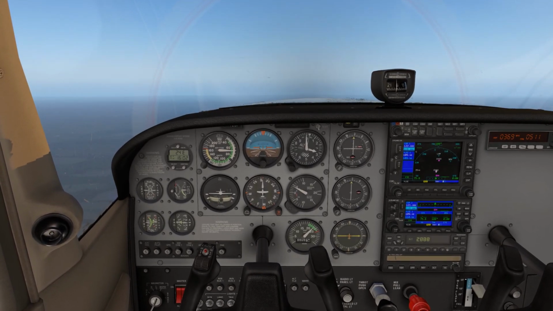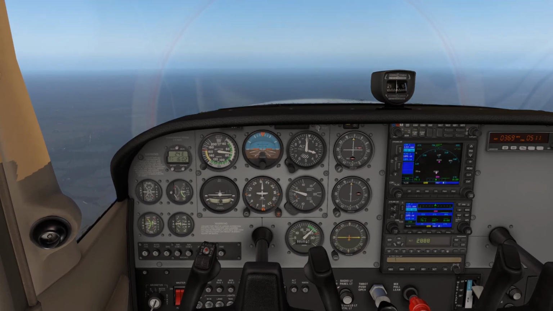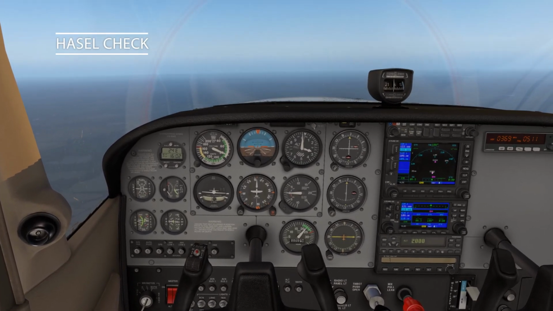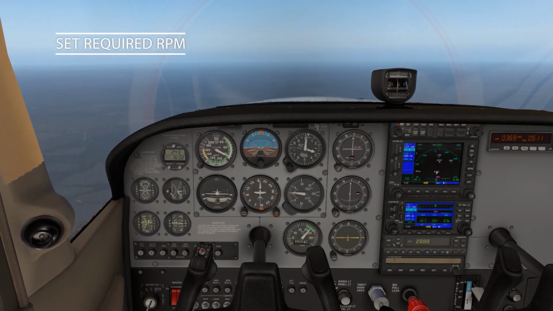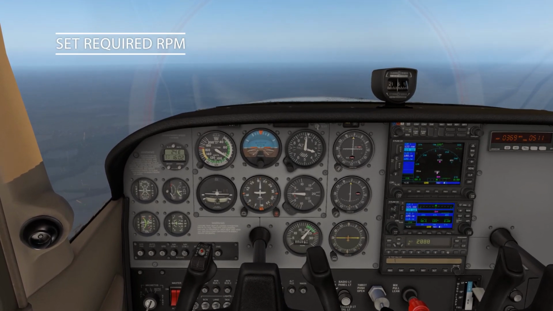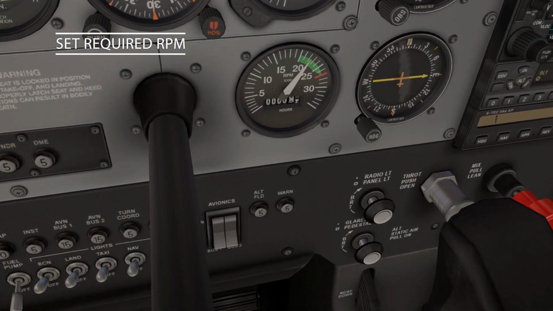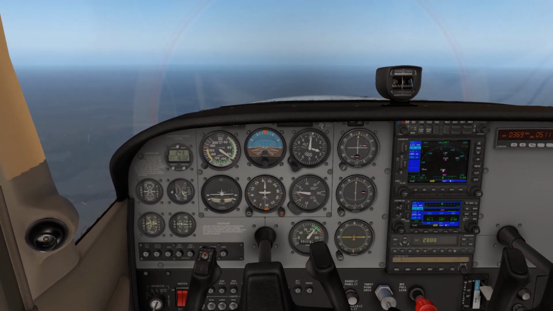When practicing power on stalls, we'll always be climbing the plane. As usual, complete the HASEL check. When ready, set the required RPM. This will range from 2000 to full power. For this example, we'll use 2200 RPM. Then, pitch the nose up enough so the speed will decrease to stall the plane.